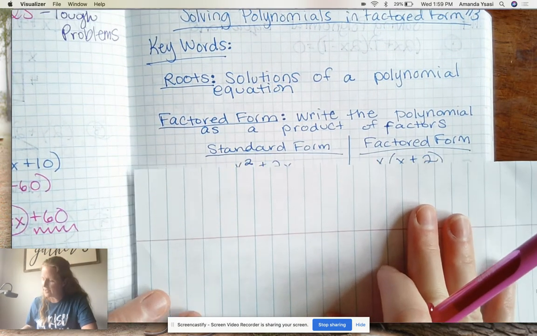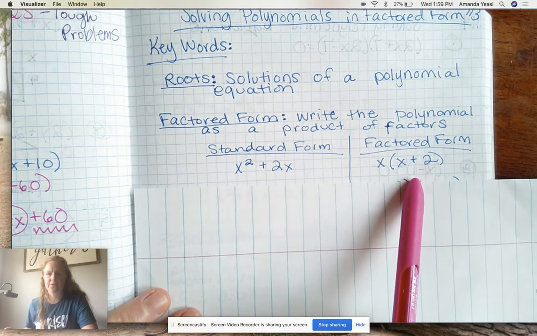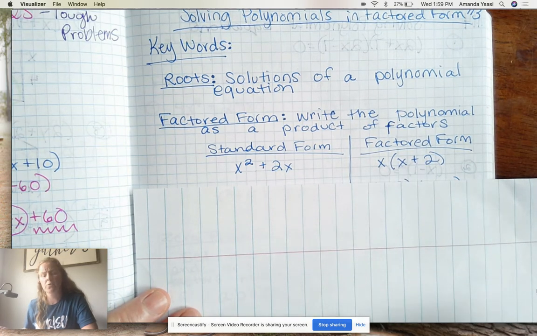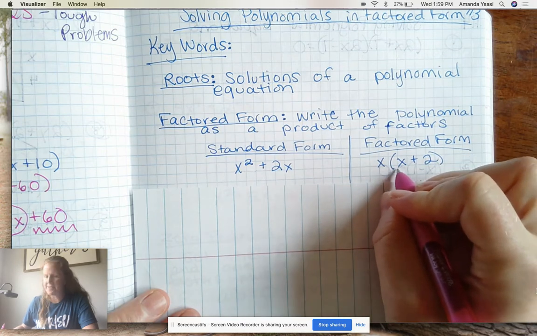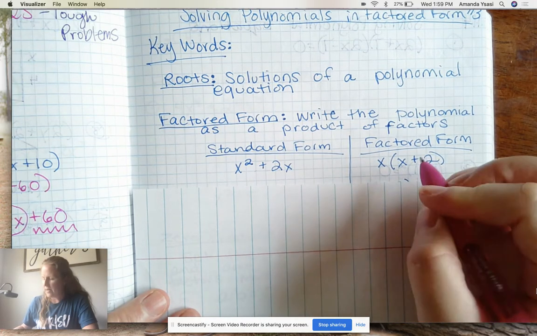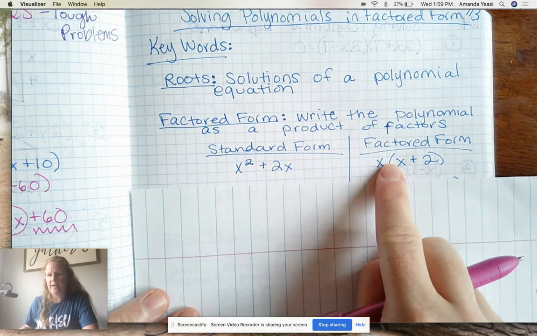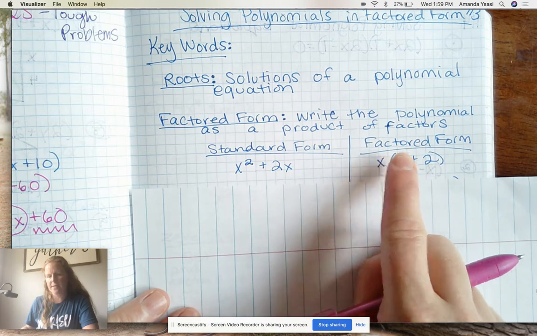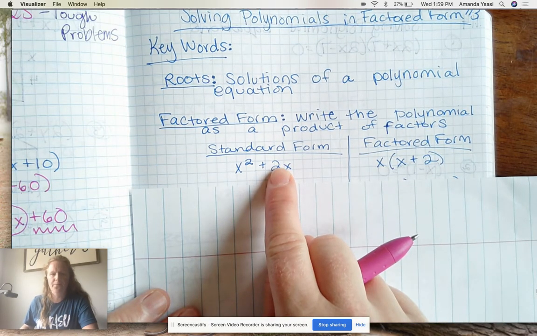Okay, so now that you've written this down, we are going to talk about standard form and factored form. I'm going to give you an example. This is standard form, and this is the factored form. See how this is a product of two terms. This is one term, and this is a binomial. If we were to multiply these, x times x is x squared. X times 2 is 2x. So we have the factored form as the product of two different factors, and this is our standard form.